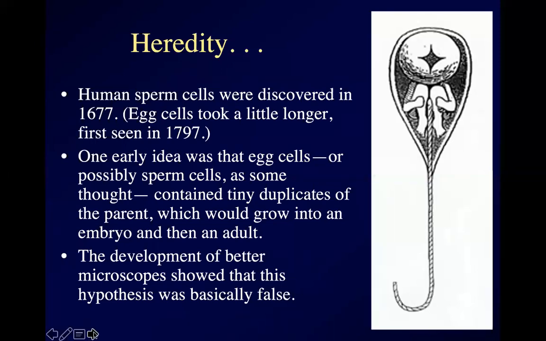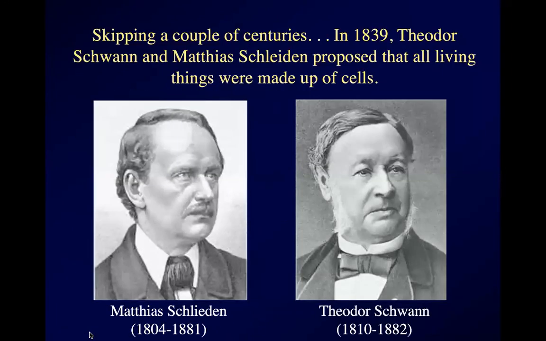Okay, so how does heredity work? We'll skip over a couple of centuries and jump to 1839, when a couple of German guys named Schwann and Schleiden proposed that all living things were made up of these living subunits called cells.